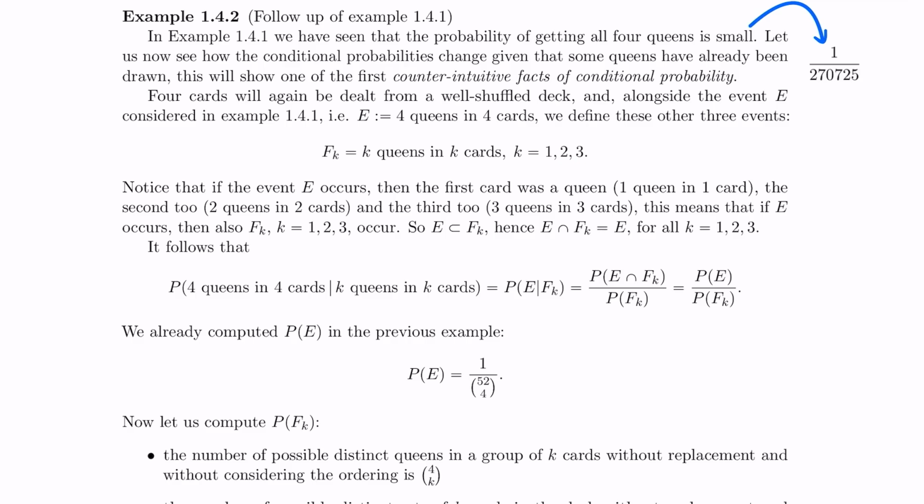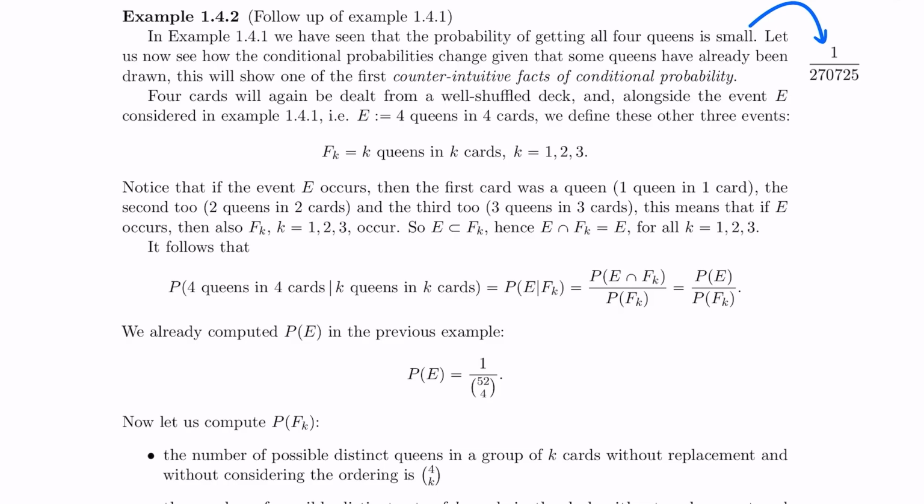We have to remark that if the event E occurs, then the first card is a queen, and so we have 1 queen in 1 card. The second card too, that is 2 queens in 2 cards, and also the third card, and so we have 3 queens in 3 cards. That is to say, if the event E occurs, then also all the events Fk occur. This means that the event E is a subset of all the events Fk, and so the intersection between E and Fk is equal to E for all k.